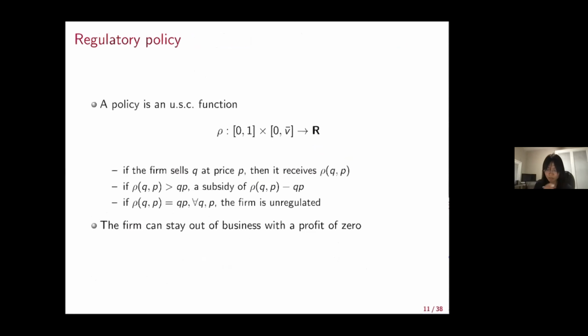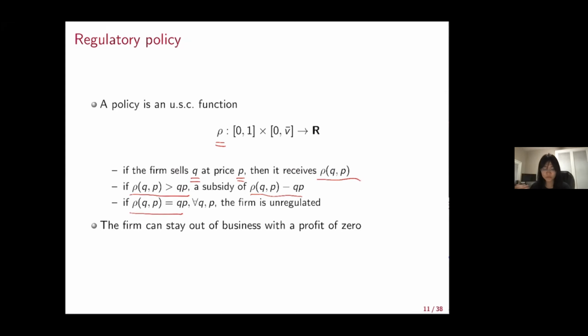Now going back to the model, we assume that the regulator can observe both the quantity and the price chosen by the firm. So a policy is given by a rho function such that if the firm produces Q units at price P, then it receives a total revenue of rho(Q,P). This rho(Q,P) includes the market revenue and any tax or subsidy from the regulator. If rho(Q,P) is greater than QP, it means that the firm gets a subsidy of rho(Q,P) minus QP. If rho(Q,P) is equal to QP for every Q and every P, the firm is effectively unregulated.